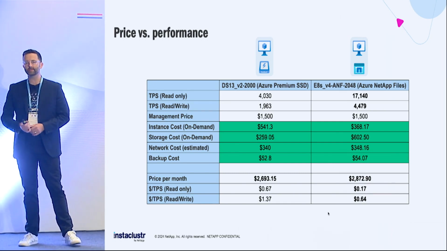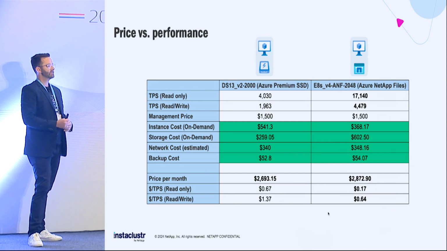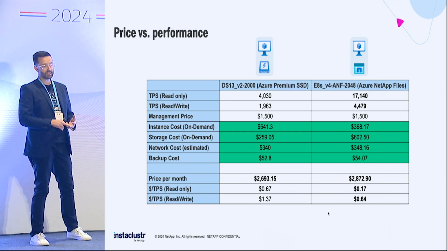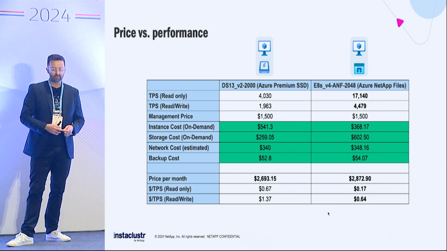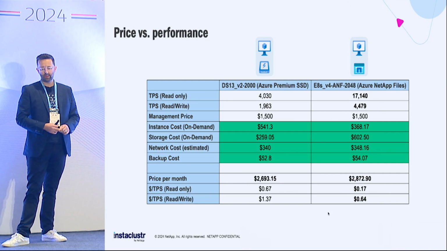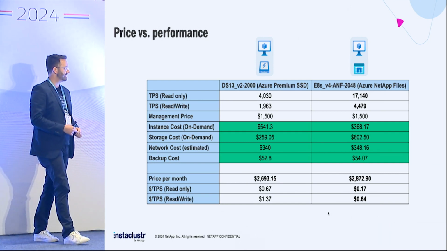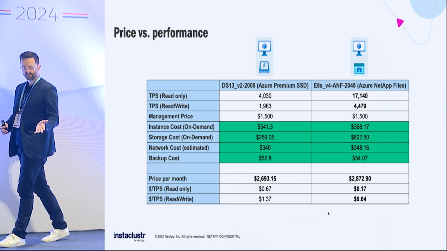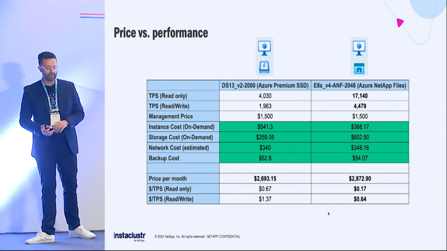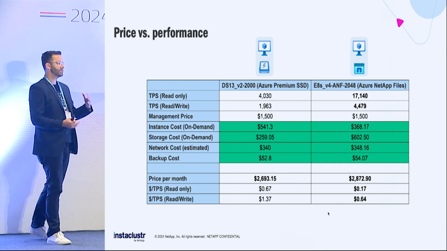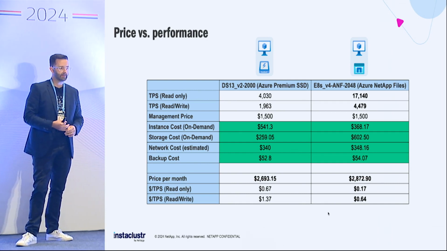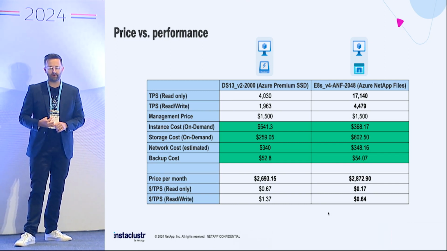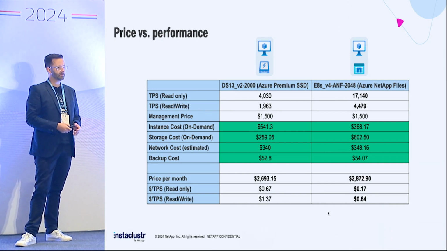And as I mentioned before, Instaclustr provisioned these services so that they're enterprise grade from the beginning, which means that we include things like data protection and backup straight off the bat. This is why there's a backup cost listed there. Now you'll see that the price per month for these services is roughly around the same, 2,700 versus 2,872 per month. And when we do a dollars per transaction per second calculation, they're significantly lower on the Azure NetApp Files because we're able to achieve so much performance out of that.